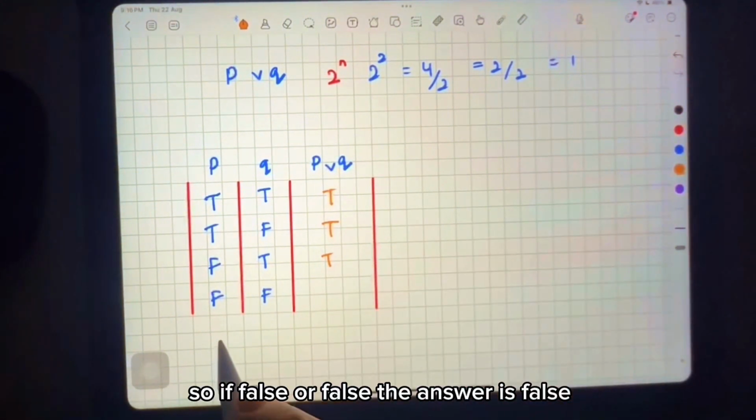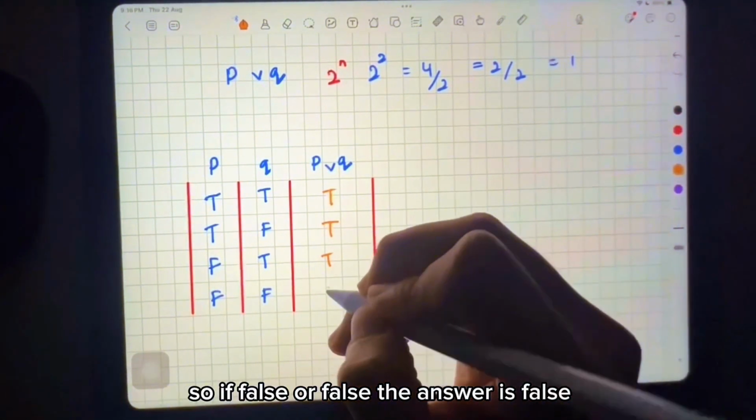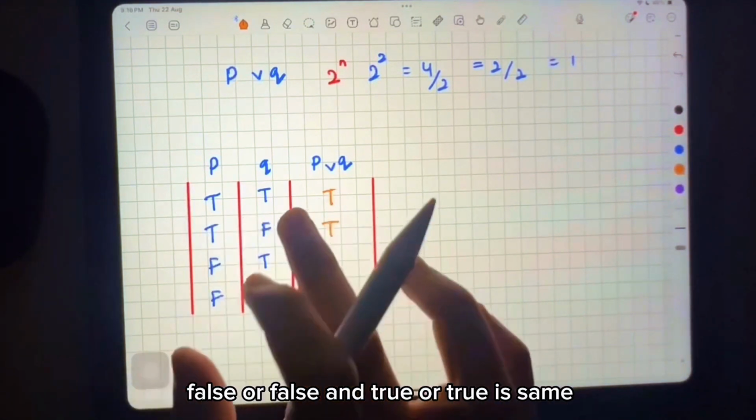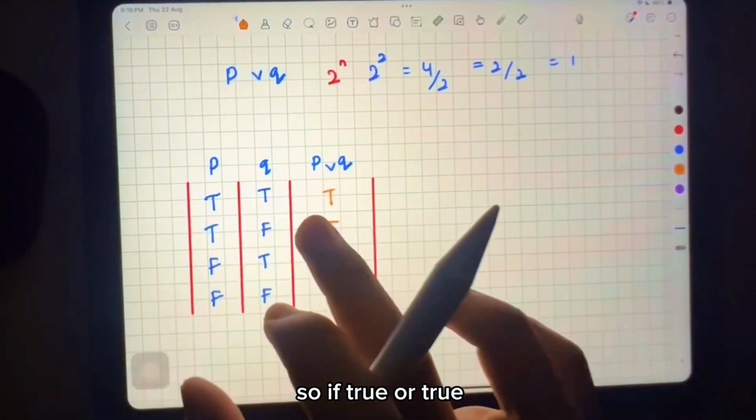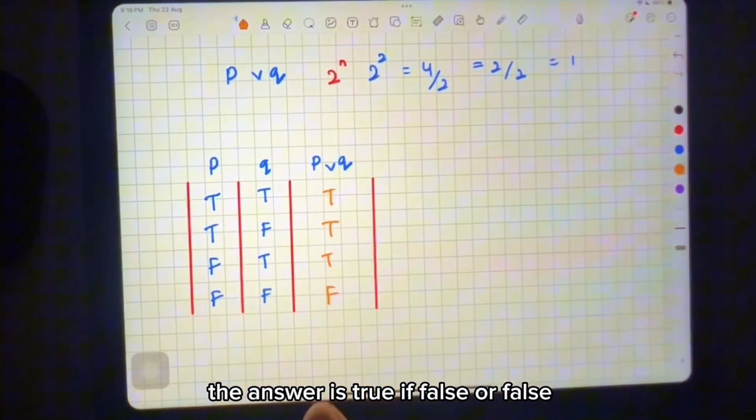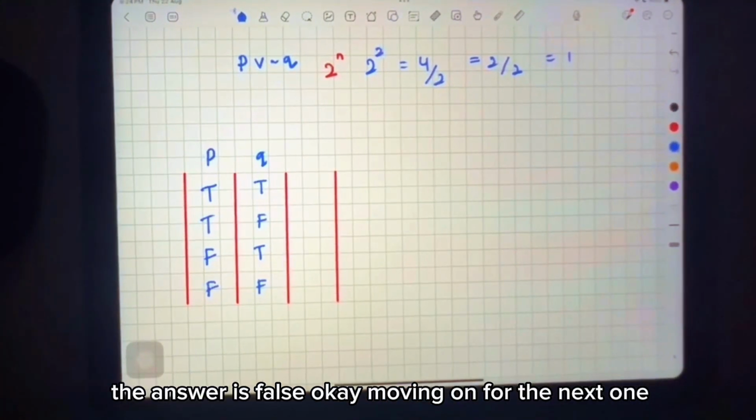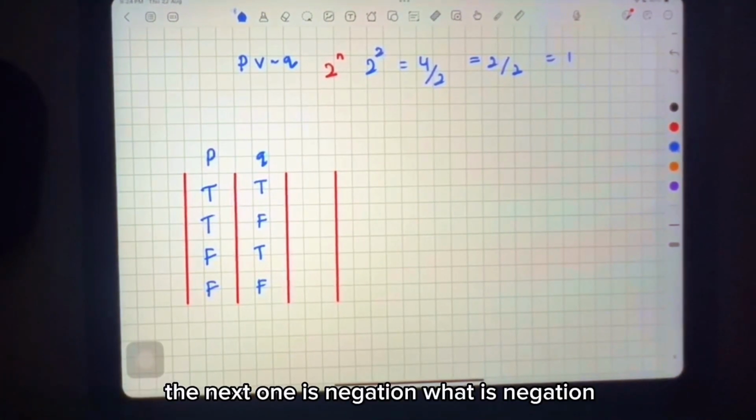So if false or false, the answer is false. False or false and true or true are the same. So if true or true, the answer is true. If false or false, the answer is false. Okay, moving on to the next one. The next one is negation.